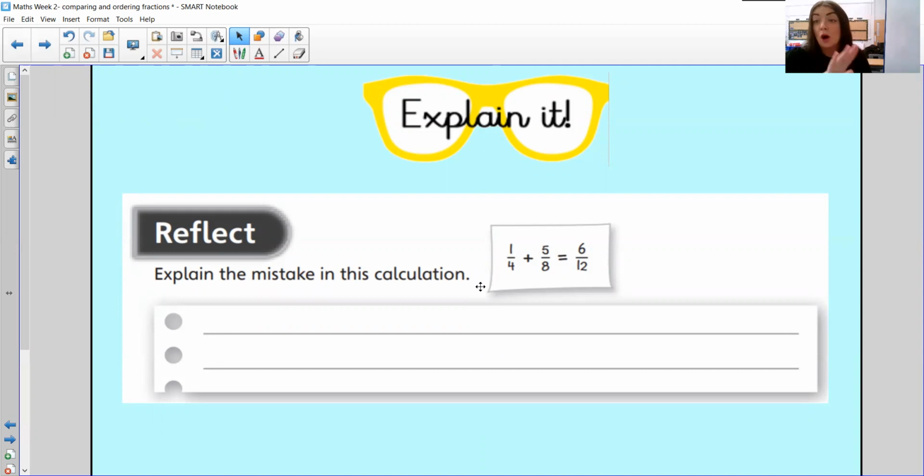If you need to just stop after question 1 and do a little bit more practice, then that is absolutely fine. But here they want you to explain the mistake in this calculation. What have they done wrong here? So they've done 1/4 add 5/8, and they think that their answer is 6/12. Give you a clue, look at those denominators. Something is not possible there.